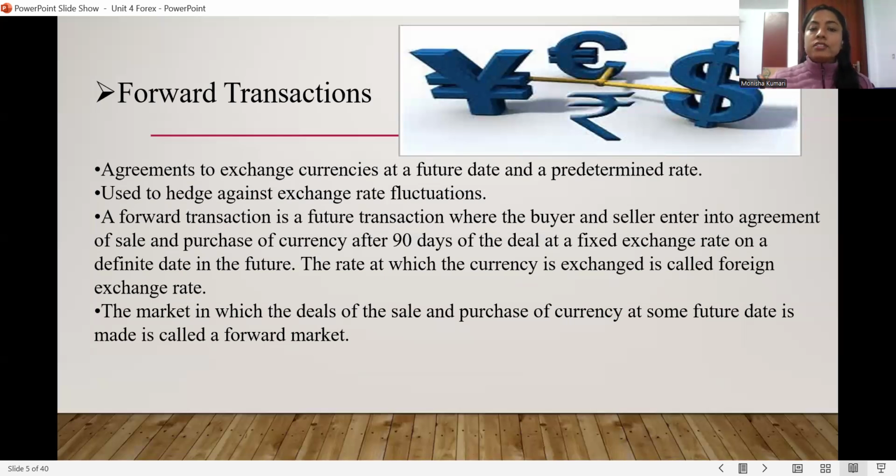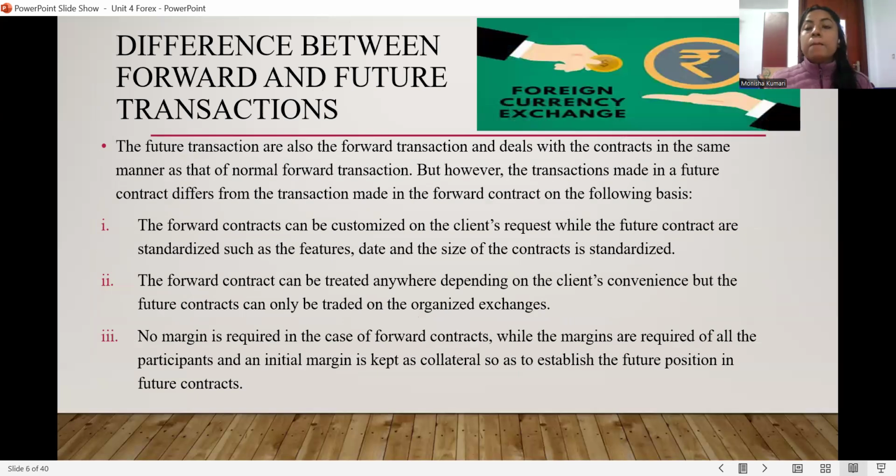So the market in which the deal of the sale and purchase of the currency with some future date is also known as the forward market. But there exists a major difference between the forward as well as the future transaction. The future transaction is also like the forward transaction, and it deals with the contract in the same manner. However, certain differences exist, like the forward contract comes with the client request.